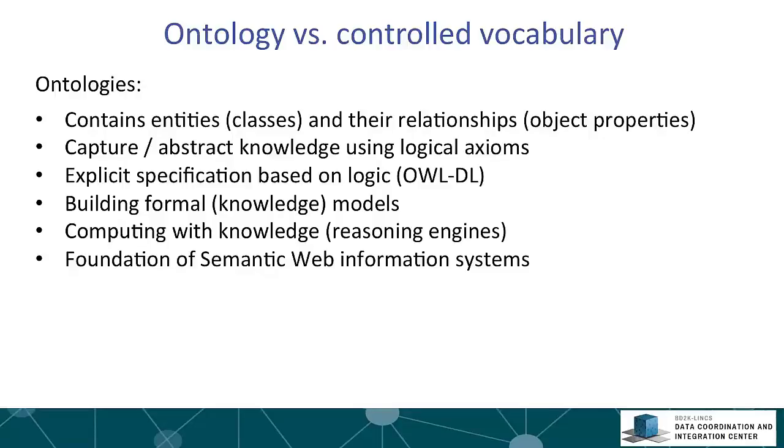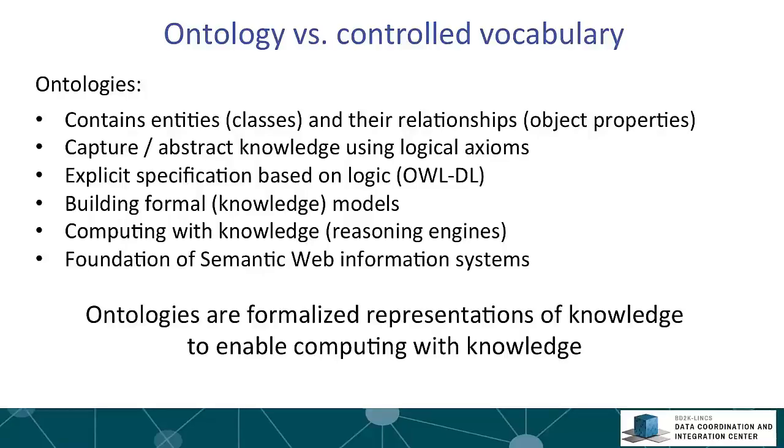Semantic web is also sometimes referred to as Web 3.0. So ontologies are formalized representations of knowledge to enable computing with that knowledge. That is in contrast to controlled vocabularies, which allow humans to exchange knowledge, but not computational agents.